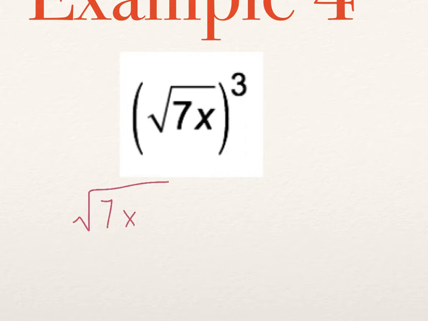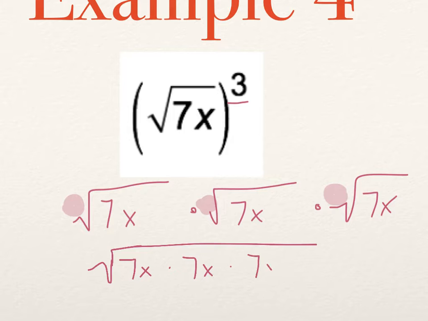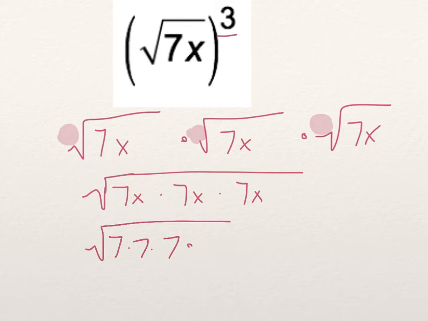So the 3 on the outside means that we have the square root of 7x times the square root of 7x times the square root of 7x. If all of these have the same index, then we can combine them and put them all under the same one. So we have 7x times 7x times 7x. Look familiar? So now we can just put all the numbers together. So we have 7 times 7 times 7 and x times x times x.